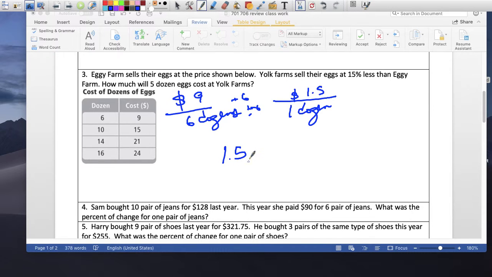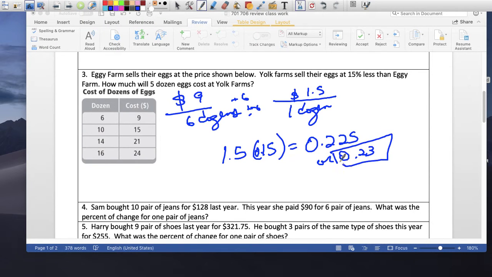So this is the current price. If we take 15% of that, which is 0.15, so if you multiply $1.50 by 0.15, that's going to be 0.225, or 0.23. So we have to deduct 23 cents. So $1.50 minus 0.23 is going to be $1.27. So at Yolk Farms, they're going to sell their dozen eggs for $1.27.